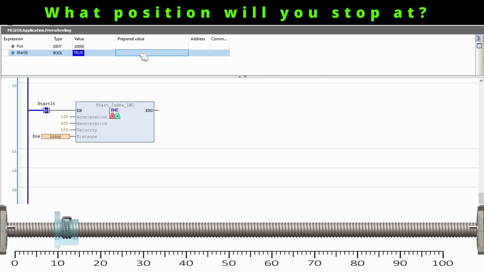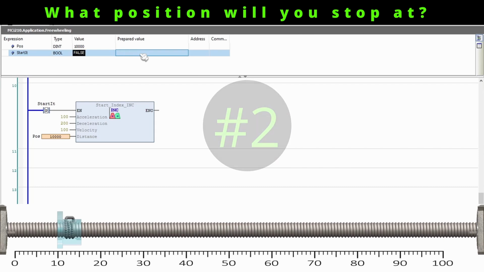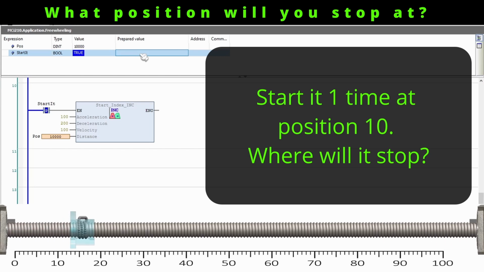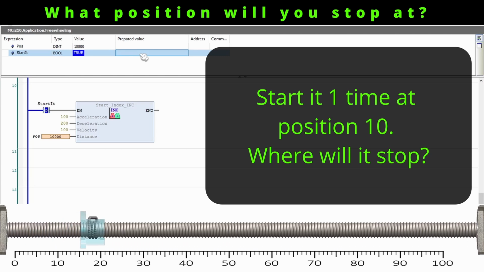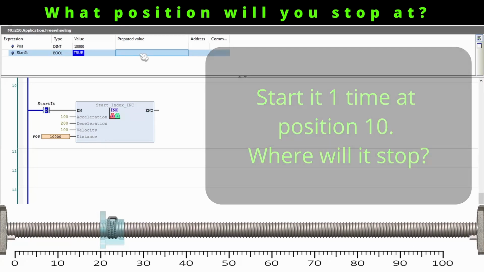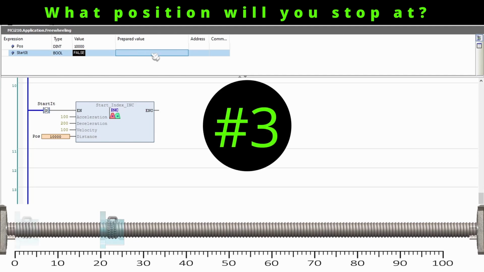Well, it goes to 10 inches, just like the Start Index Reference block did. That's interesting. Well, maybe it acts different if we just start it again. So let's just start it. We're here at 10 inches. What happens? You can see it just went to 20 inches. So far, it looks exactly like the Start Index Reference block. Well, let's go ahead and do the next test that we did.